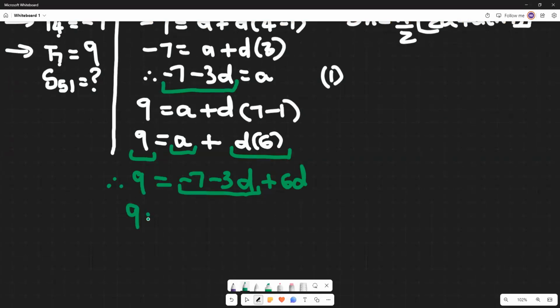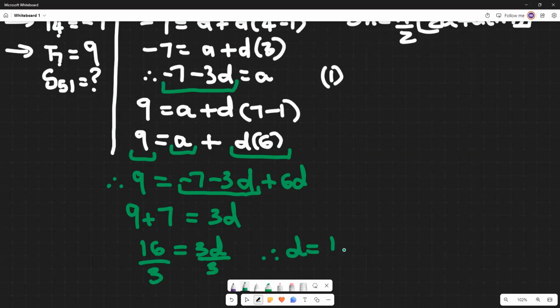So I have 9 plus 7 equals 3D, because this and that gives you 3D. Then you're going to have 16 equals 3D. Then divide by 3 on both sides. Therefore, D equals 16 over 3. And never ever round off to 2 decimal places on number patterns. Actually, never round off on number patterns unless stated otherwise. We always need the exact values.